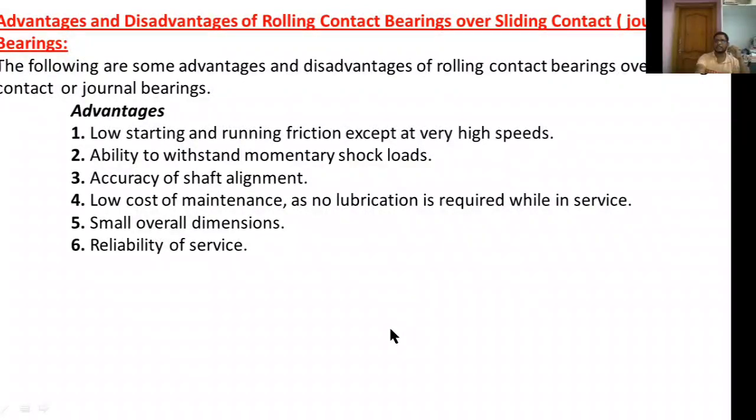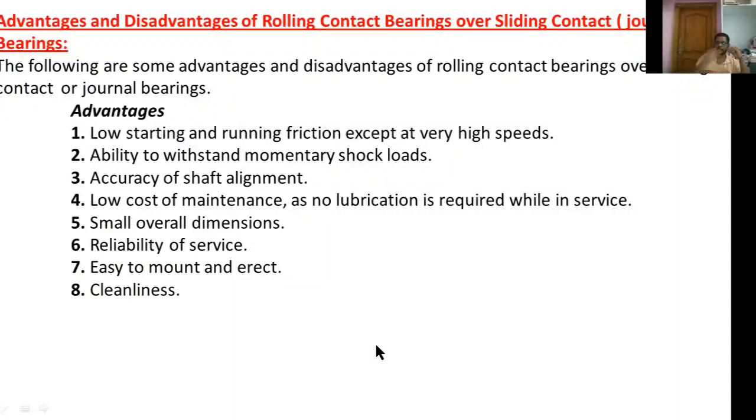The service life of these ball bearings and roller bearings is also very high as compared to other bearings, and the reliability of service is good. The seventh one is easy to mount and erect. Ball bearings and roller bearings are easy to assemble and disassemble, which means easy to mount and easy to erect.